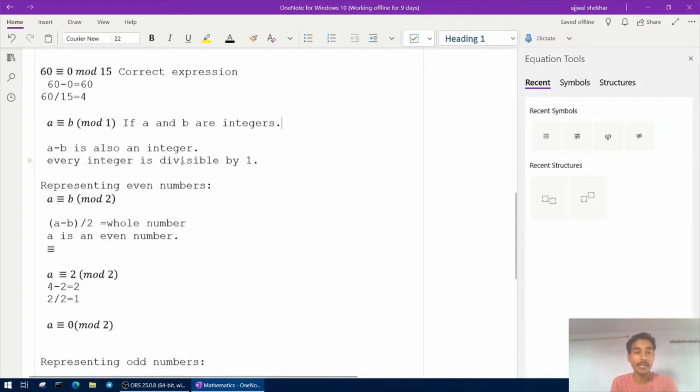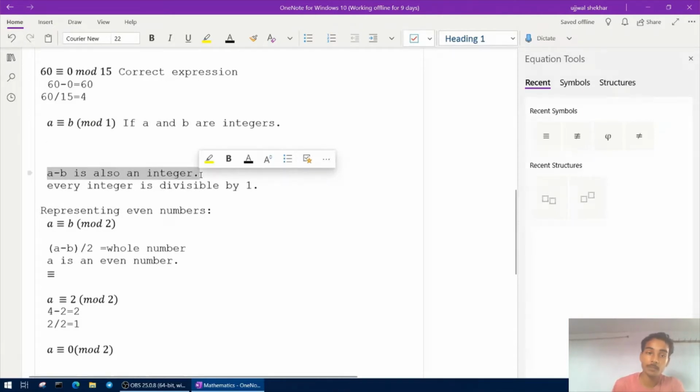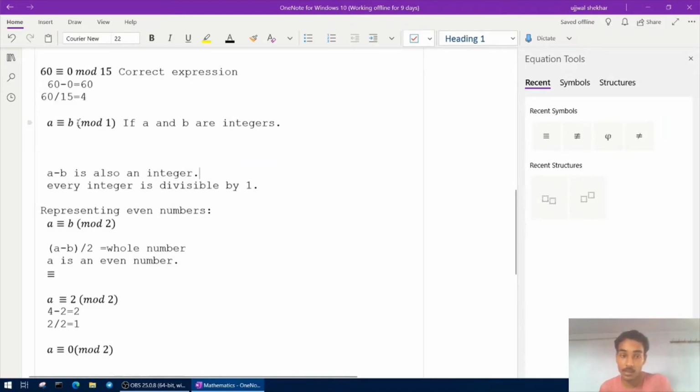So obviously a and b are integers and 1 is greater than 0, so we can check for the congruence relation. Here we start with a minus b. After subtracting b from a, the result will also be an integer, right? Because a and b are integers, their subtraction will also be an integer, and we know that every integer is divisible by 1, right?